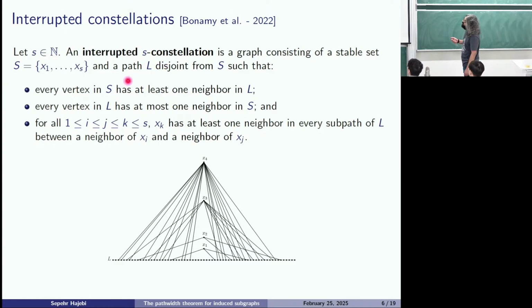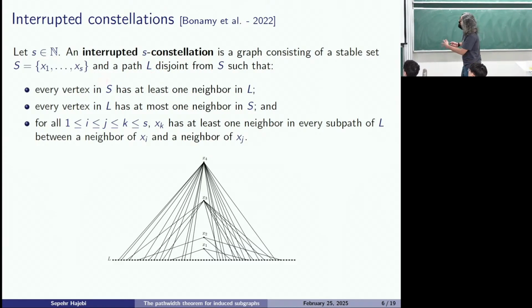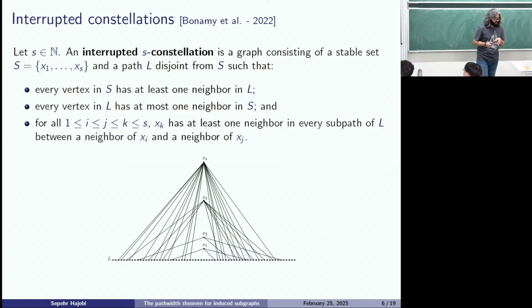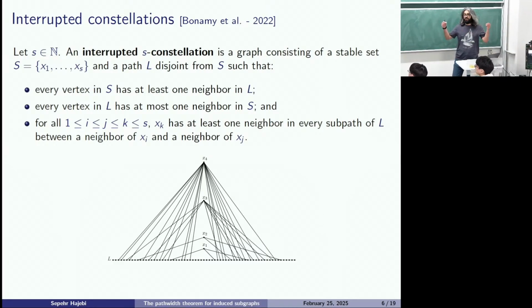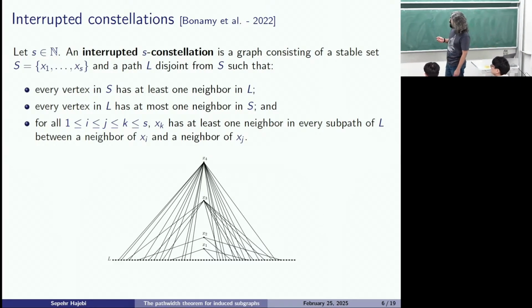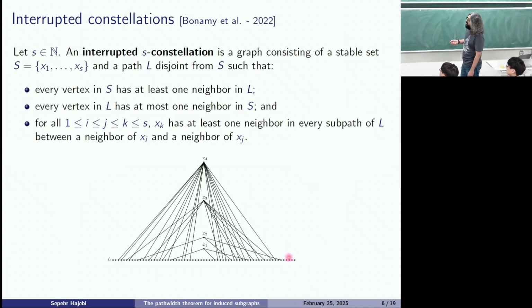And so an interrupted S constellation is a graph that consists of a stable set of S vertices, which I'm going to consider to be linearly ordered. And there's also a path outside this stable set. By the way, from now on, whenever I use the word path, I mean an induced path. And here is how the adjacency works in this graph. Every vertex in this stable set has at least one neighbor in the path. But every vertex in the path has at most one neighbor in the stable set. So vertices in this stable set do not have common neighbors on the path.